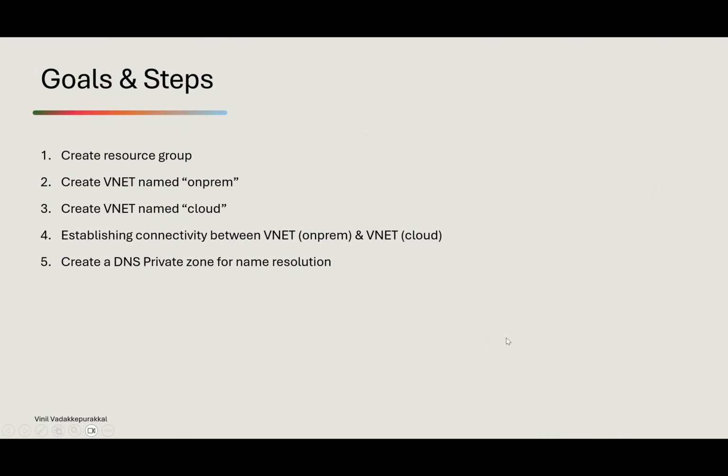So in this lab, we are going to create a resource group. We are going to create a VNet named on-prem, and we will create another VNet named cloud. We will establish the connectivity between the on-prem VNet and the cloud VNet using peering, and then we will create a DNS private zone for name resolution. Let's get to the Azure portal.